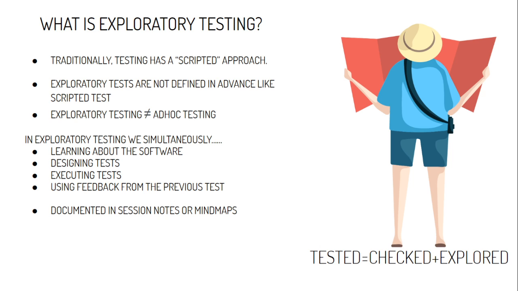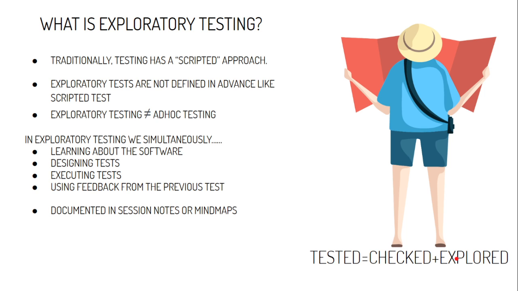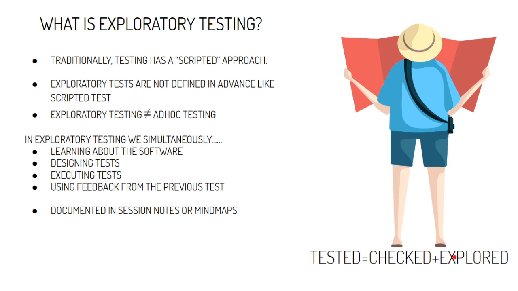So does this mean that we do not need scripted testing? No, we need scripted testing. So tested means that we have checked plus explored. Checked is nothing but scripted tests. Explored means exploratory testing. So your testing is only complete when you do both scripted and exploratory testing. So exploratory testing and scripted testing should complement one another, right? And talking about how to document the findings of exploratory tests, you can use either session notes or mind maps.